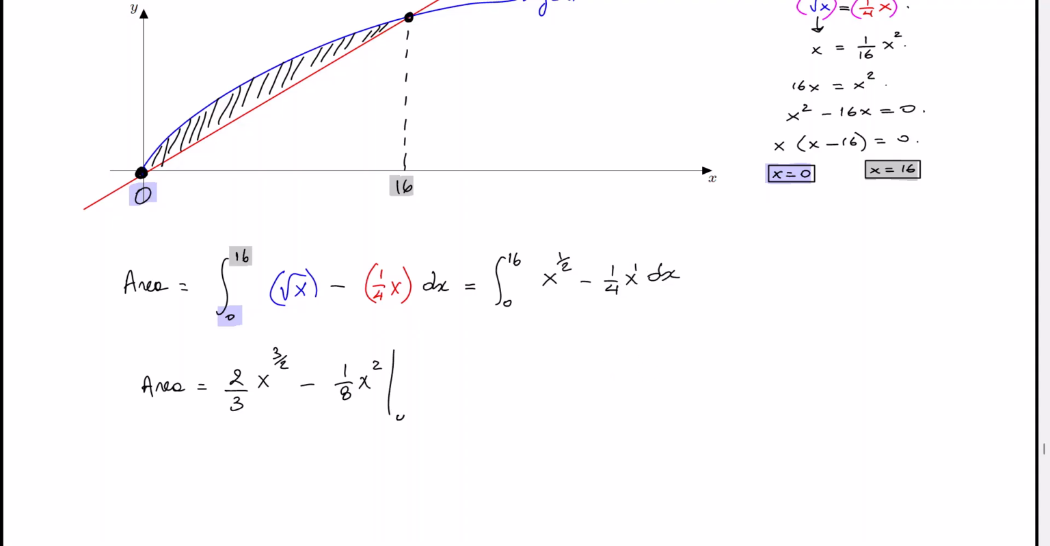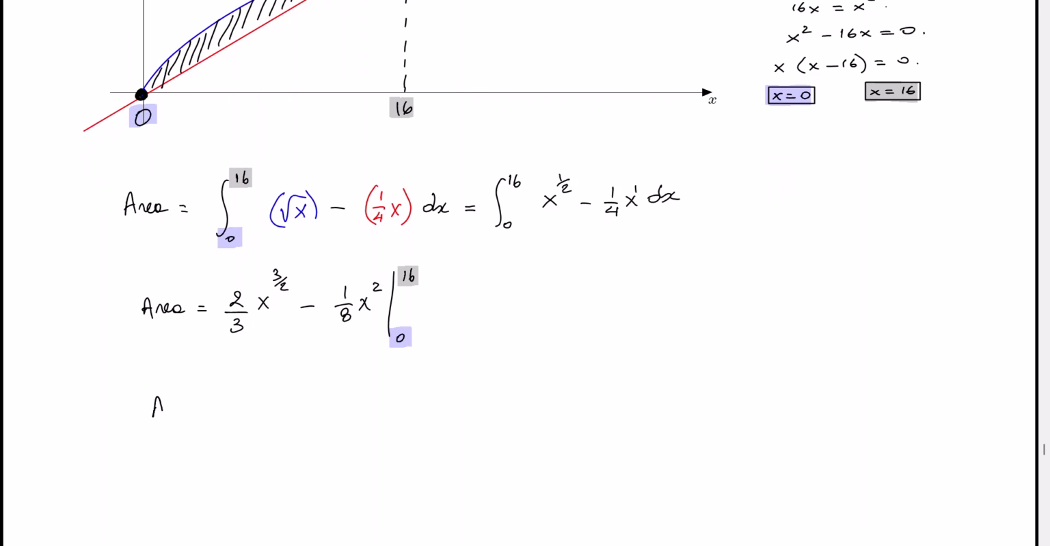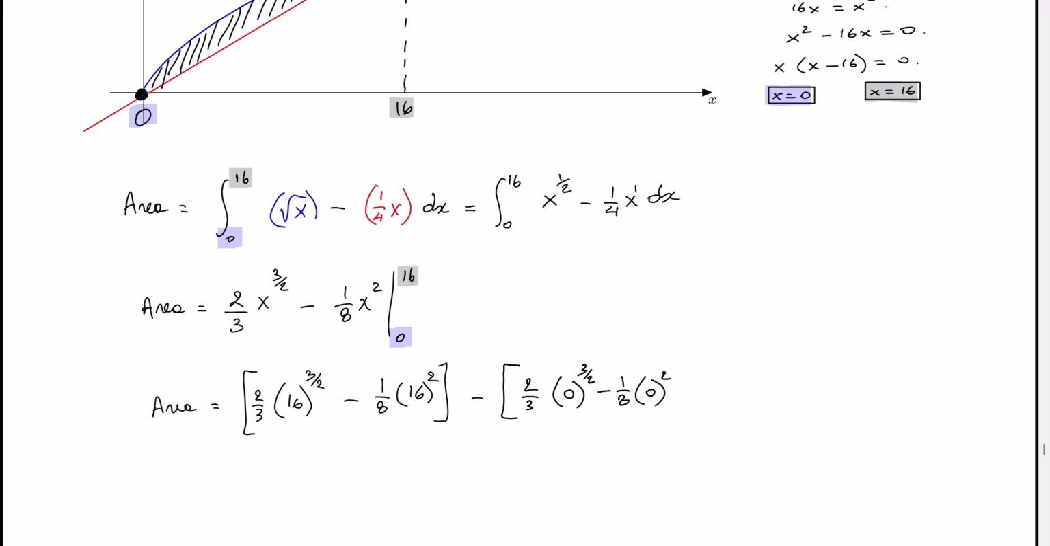Okay, and my fundamental theorem of calculus says you're supposed to plug in the upper bound and lower bound next, so I'm getting ready to do that next. So let's continue and plug in the upper bound. So 2/3, we get the upper bound 16 to the power of 3/2 minus 1/8 16 squared. So this is the value I would get if I plugged in the upper bound. Then I need to plug in the lower bound. The lower bound is going to be 2/3 times 0 to the 3/2 minus 1/8 0 squared. Okay, so this is a direct application of the fundamental theorem of calculus.